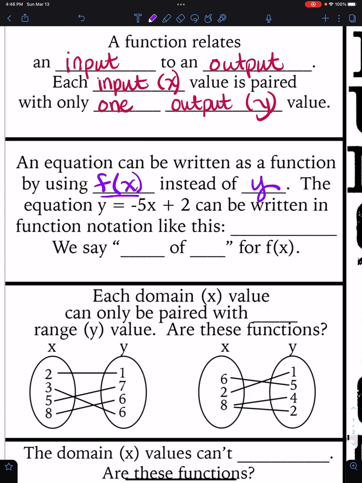So if you have an equation that says y equals negative x plus 2, you can write it in function notation by, instead of writing the y, just writing f of x equals negative 5x plus 2. So it's saying that the function is dependent on what you input for x. And then you probably heard me say above that we say that as f of x. And you see this, it's called f of x.